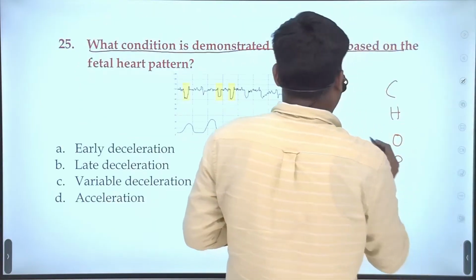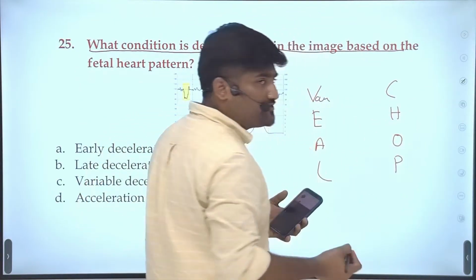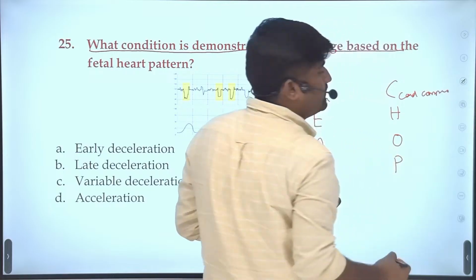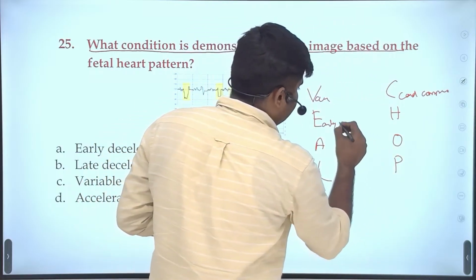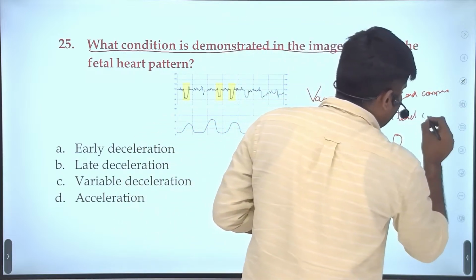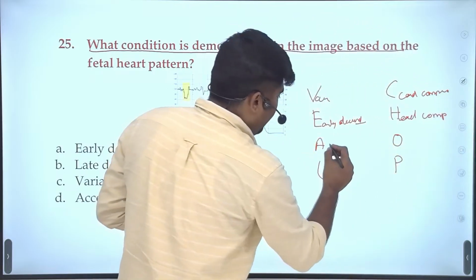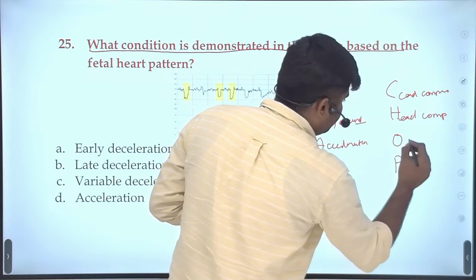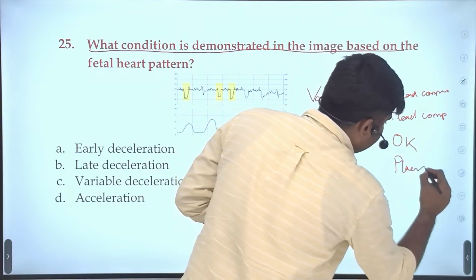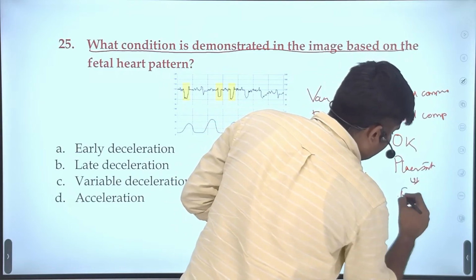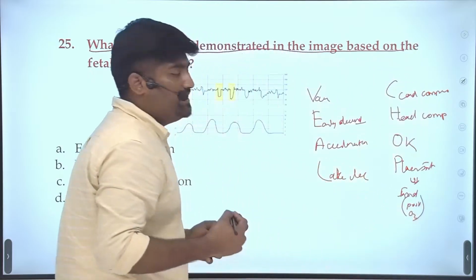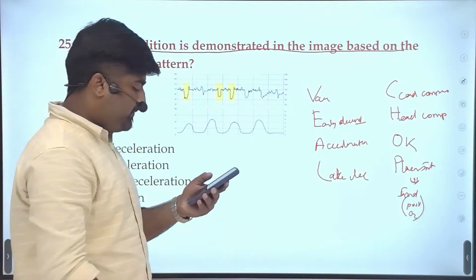Yes, it is variable deceleration. Variable deceleration happens due to cord compression. Early deceleration happens due to head compression. Acceleration is okay. Late deceleration, placental insufficiency, needs immediate intervention: positioning, oxygen should be given. It indicates fetal hypoxia.